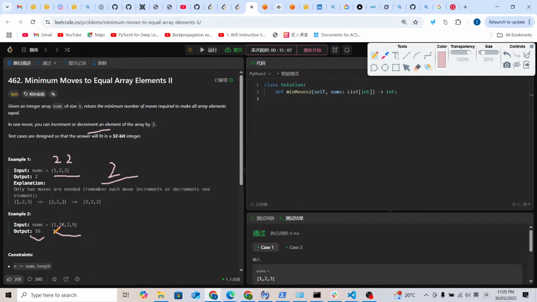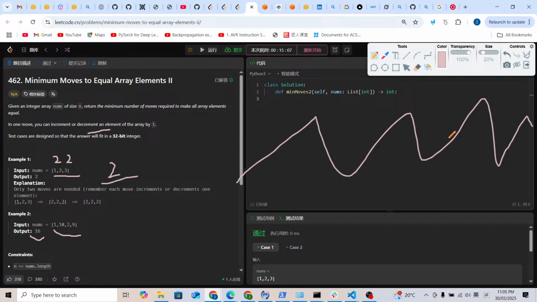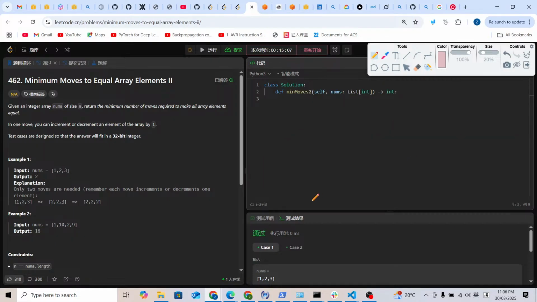Okay. So which kind of method can we use to solve the problem? For an array, the numbers are going to be like some kind of curve. Maybe the target number is going to be somewhere in the middle. Definitely it is not the smallest number or the biggest number. It must be some number in between. So we might think about what if we just sort the array. For example 1, 2, 3, it is sorted by itself. What if we just choose the mid number of the array?